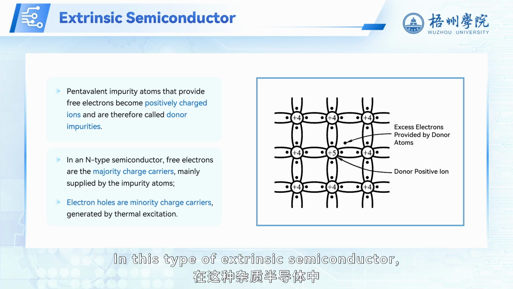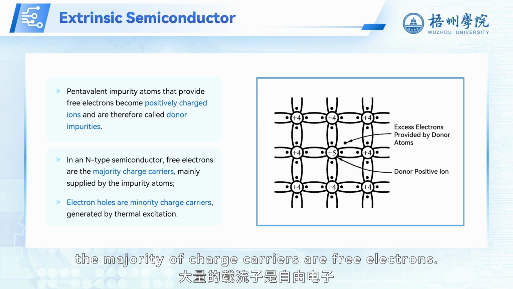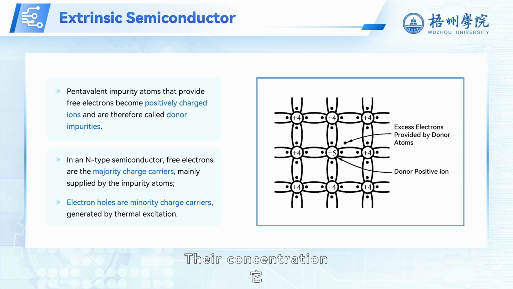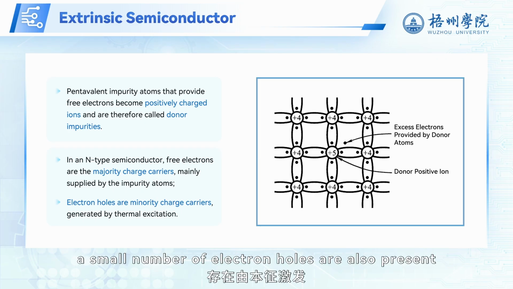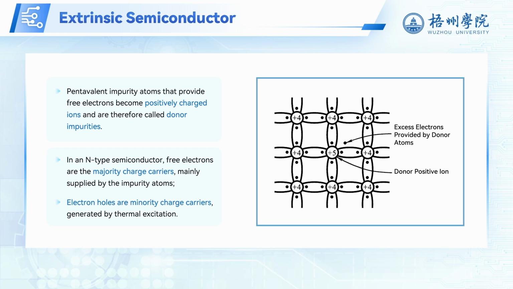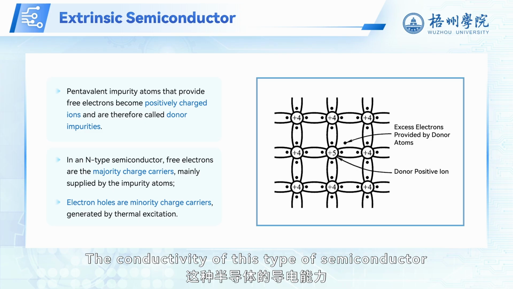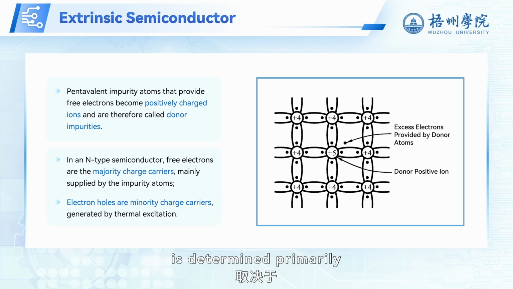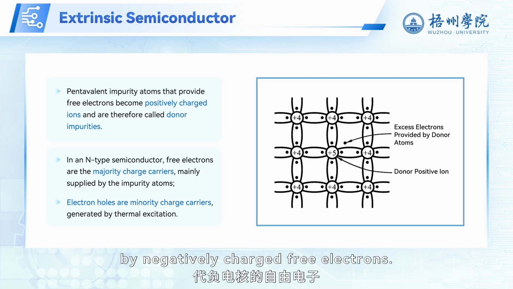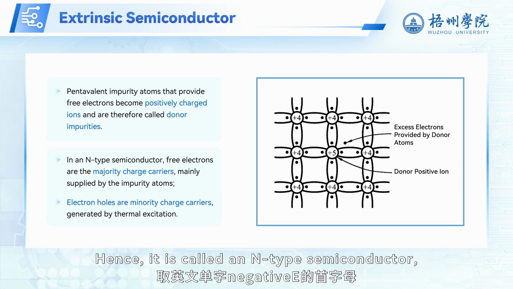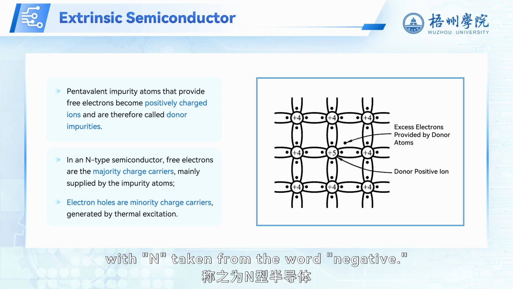In this type of extrinsic semiconductor, the majority of charge carriers are free electrons. Their concentration mainly depends on the doping level. At the same time, a small number of electron holes are also present due to intrinsic excitation, making them minority carriers. The conductivity of this type of semiconductor is determined primarily by negatively charged free electrons. Hence, it is called an N-type semiconductor, with N taken from the word negative.